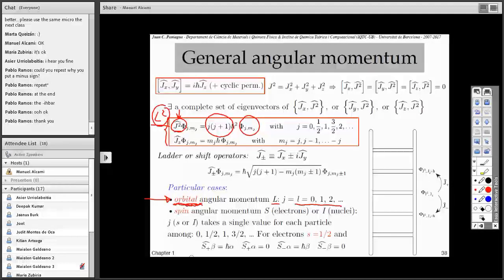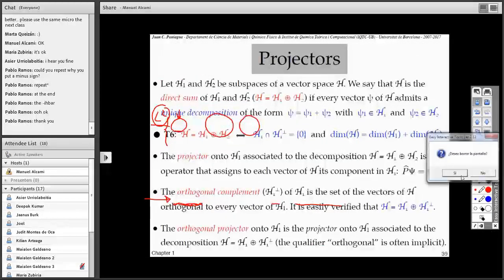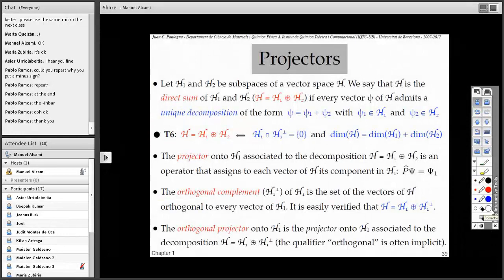More questions? Well, tell me when it's time. Let me continue. Well, I think it's time for a break. We make a 10-minute break, and I check if I recover the possibility of looking at the messages.